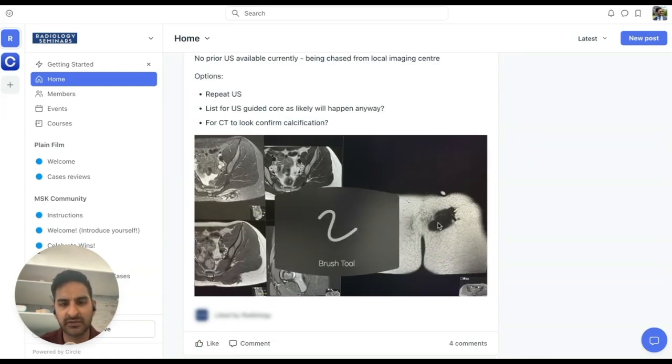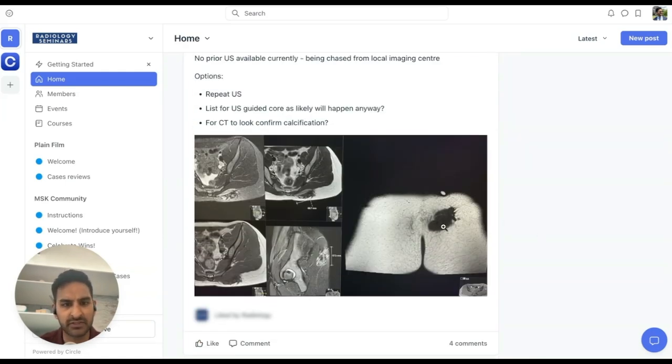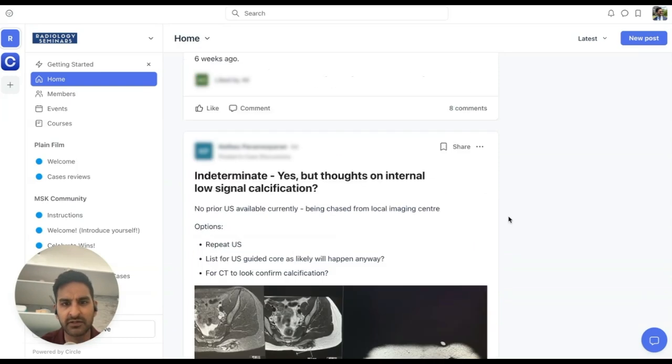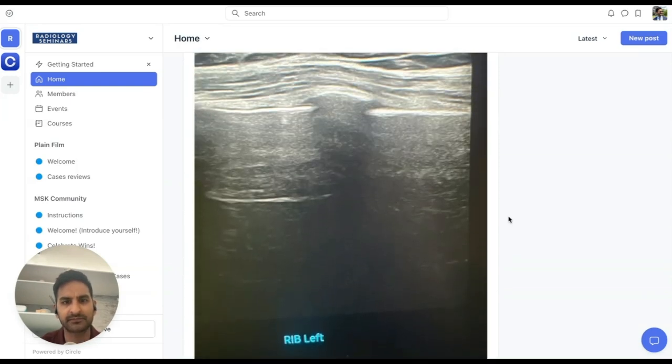This was a very abnormal looking lesion located within the subcutaneous tissues of the left gluteus, sort of subcutaneous tissue of the left buttock. I think it ended up indeterminate. Would be interested to find out what the follow-up of that one is.